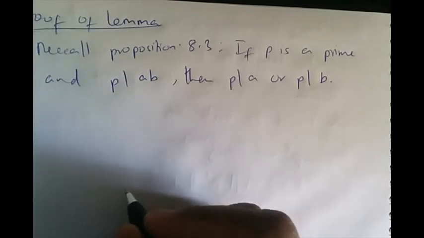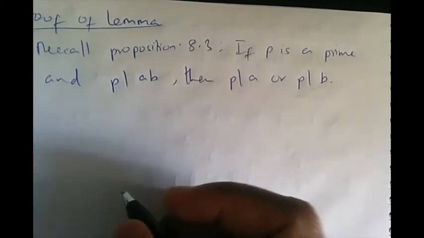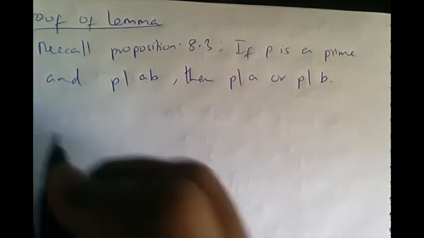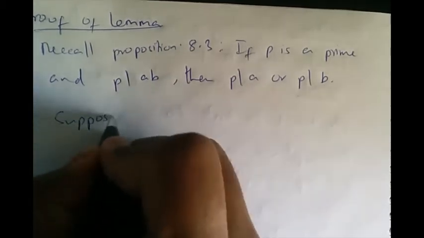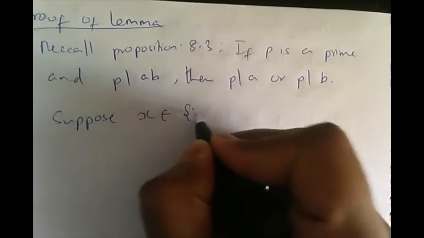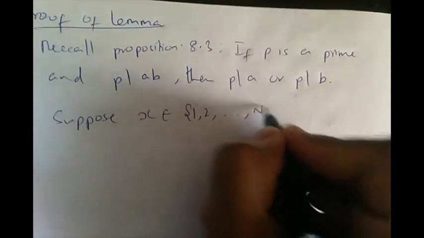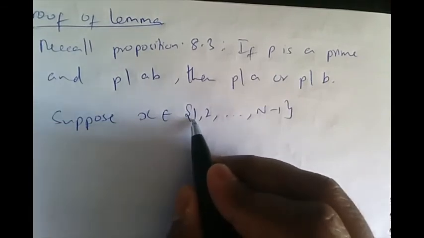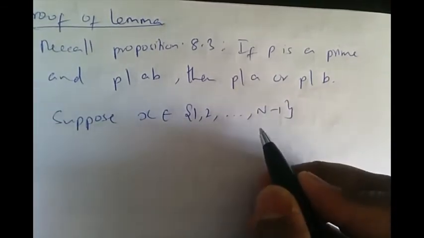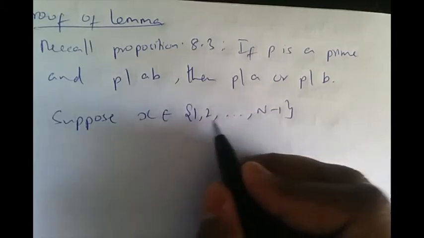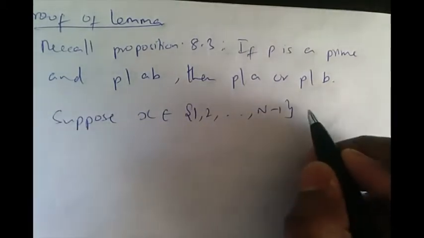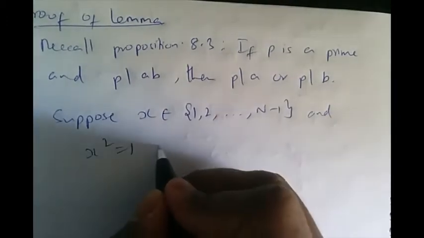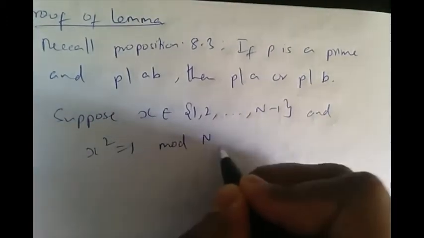So what do we have? We want to show that the only square roots of 1 mod n are 1 and minus 1. So suppose x belongs to Zn star, which are those elements in this set for which GCD of x and n is 1. This is the largest set anyway. And suppose x square is equal to 1 mod n.